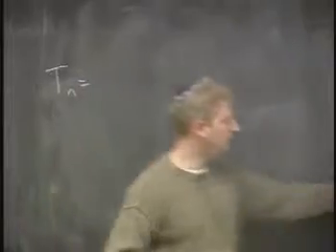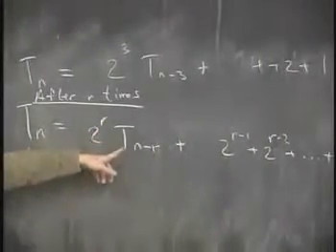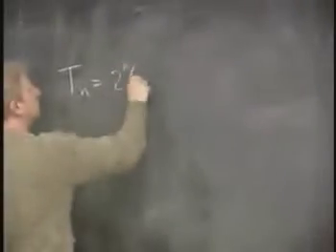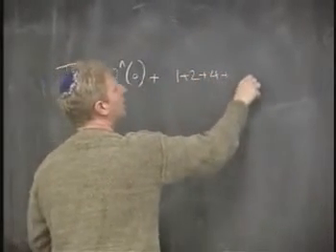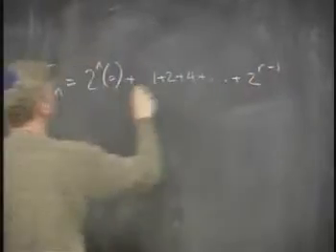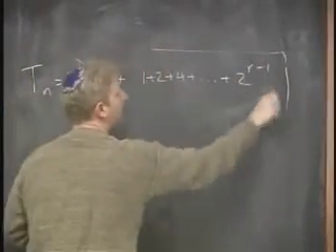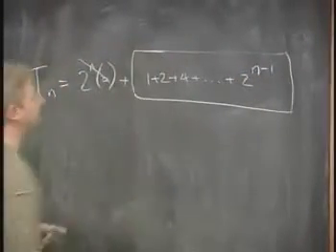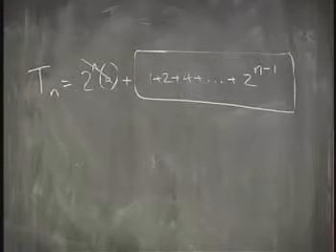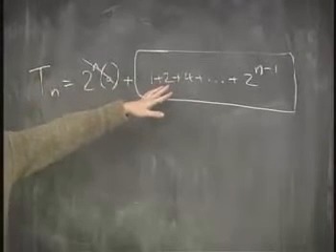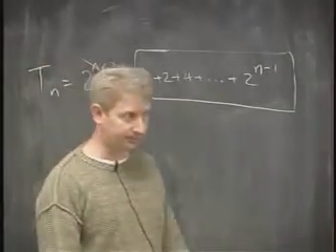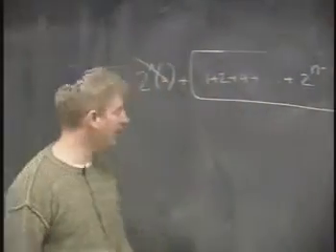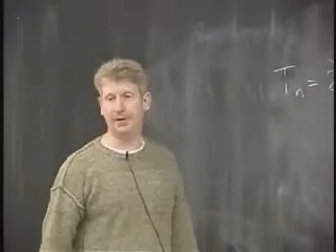We're going to get Tn equals 2 to the n times 0 plus, and I'm going to reverse this now, 1 plus 2 plus 4 all the way up to 2 to the n minus 1. Thanks. So here's our sum for how many steps Towers of Hanoi takes. We want to put this in a closed form, an easier way to understand and perhaps calculate, and we're going to do that right now.